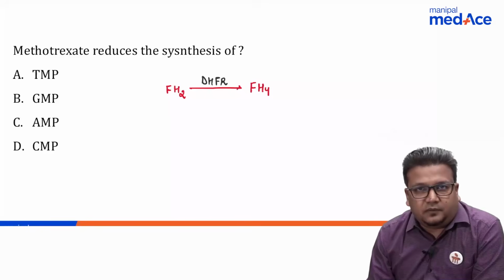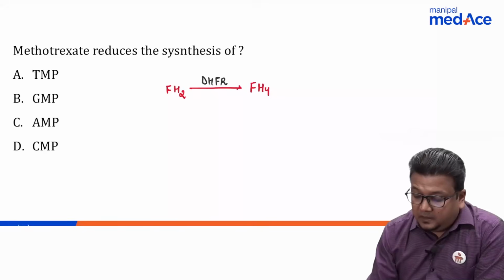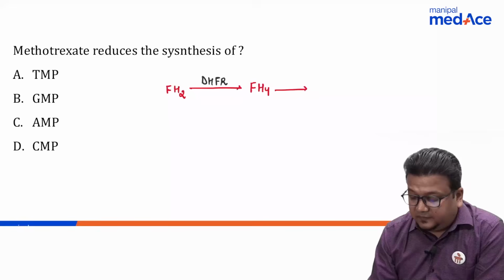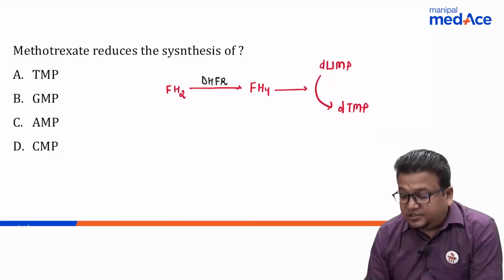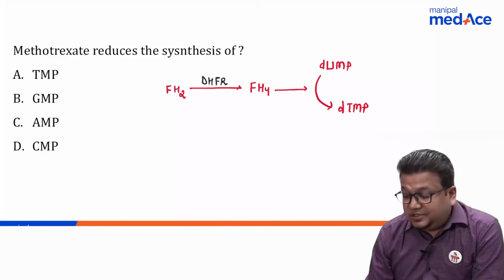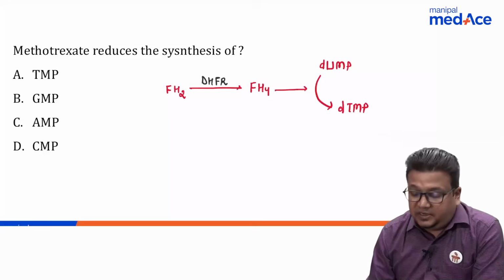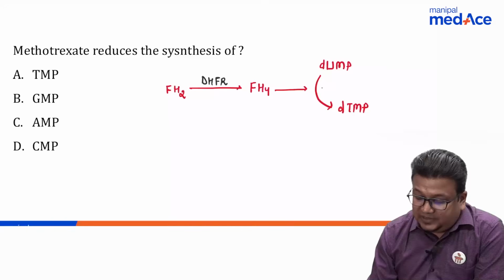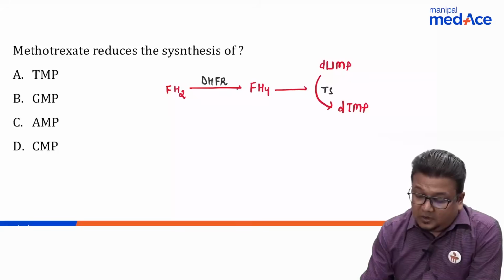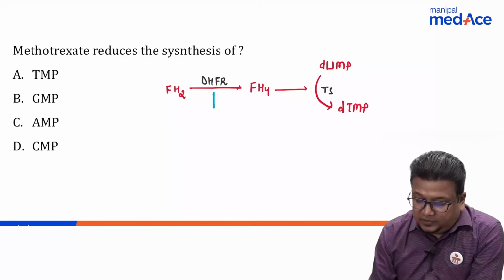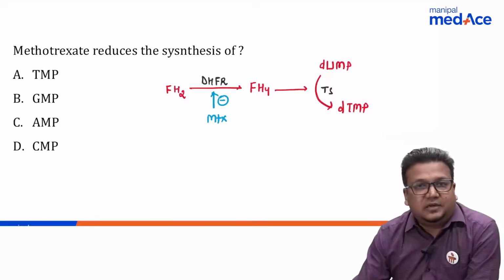Once the tetrahydrofolate or FH4 is formed, it is essential for synthesis of the tetrahydrofolate is essential for conversion of the deoxyuridine monophosphate to deoxythymidine monophosphate, where the actual enzyme is thymidylate synthase. This is the process. Where does methotrexate fit? We all know methotrexate is an inhibitor of DHFR enzyme. That is what methotrexate does.